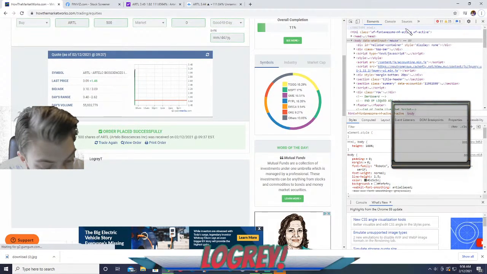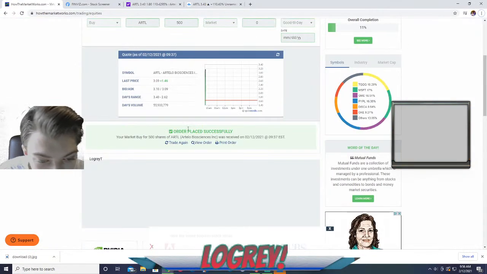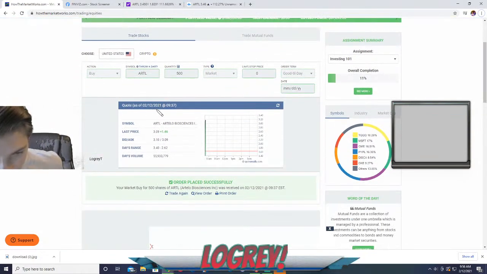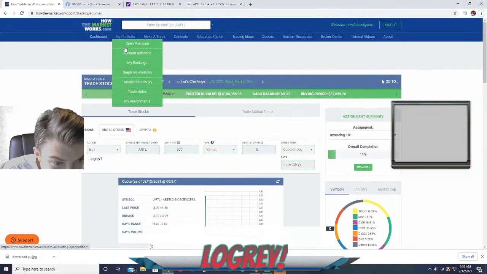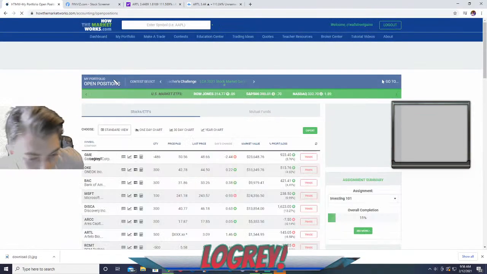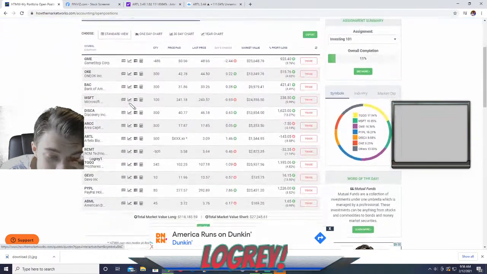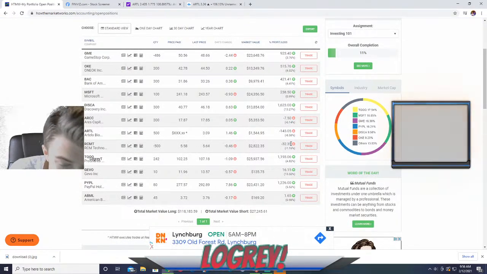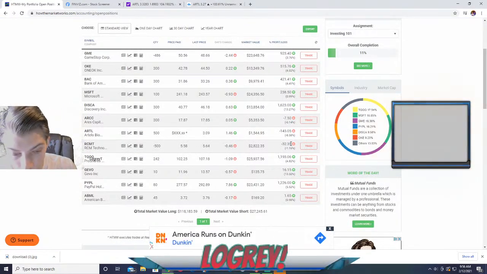Oh wait, let's get rid of this. How do I, which is this, F12? Yeah, there we go, F12. Now I bought it at $3.09. That's so overpriced. It's definitely going to go down. We made a couple quick buys today, a couple shorts. Mostly we made shorts today. As you can see, I've lost a little bit of money on this, but it's obviously going to go back down.